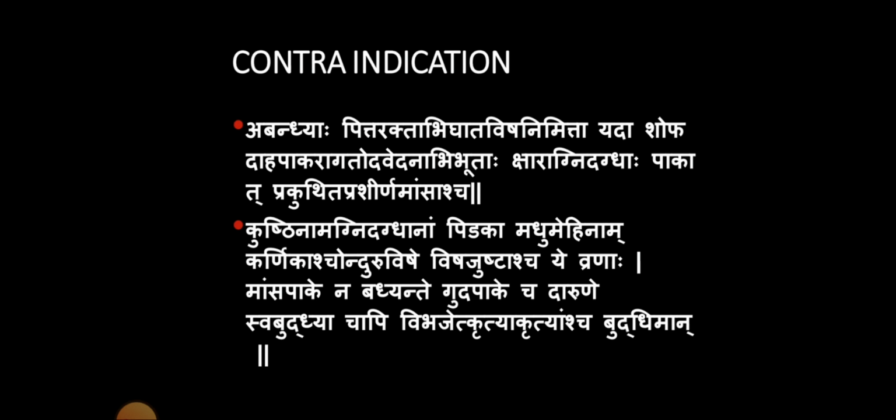Next is Kushtinam Agni Dagdhanam Pedaga Madhumehinam Karnikashcha Unduru Vishe Vishajushtashaye Vrana Mamsapakena Badhyante Gudabhagne cha Darune, Swabuddhya Chapi Vibhajet Kritya Krityashcha Buddhiman. It is the same only, that is in conditions of Kushta, different kinds of Kushta. Then Kushtinam Agni Dagdha. Already it is told, Kshara Agni Dagdha is contraindicated. Then Pedaga Madhumehinam, in case of Prameha Pedagas. Karnikashcha Unduru Vishe. Then Vishanimitta means Vishajushtashaye. In different kinds of Vishas also, visha afflicted conditions, bandha is contraindicated.